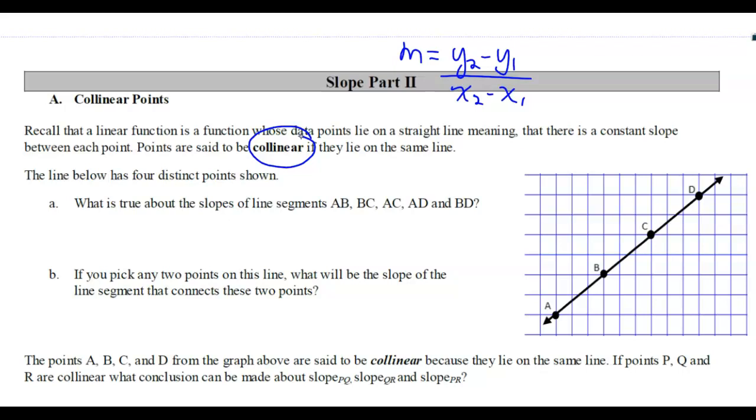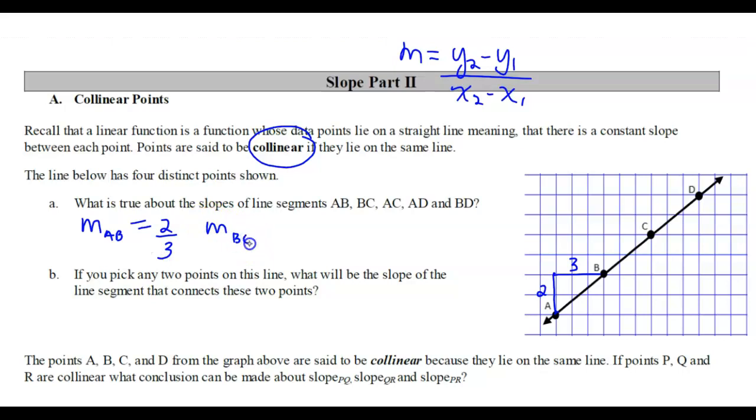So the line down below there to the right has 4 distinct points shown. There's obviously more points because it's continuous, but we've pointed out some nice points, A, B, C, and D. What is true about the slopes of line segments AB, BC, etc.? So remember, we can use the lowercase m. So if I find the slope of line segment AB, I'm not going to use the formula. I'm going to form a triangle. From the left point, I have to go up and to the right. So up 2 to the right 3.